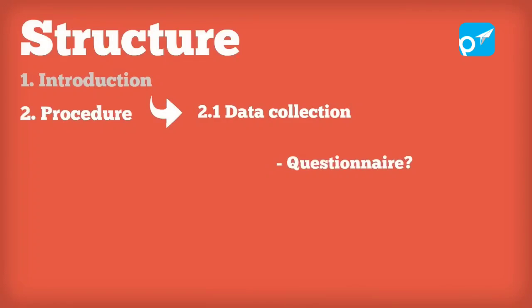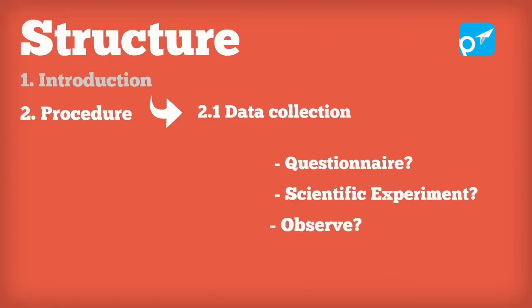Did we use a questionnaire? How did we find the respondents? What groups of people were targeted? How many people were surveyed? Did we, perhaps, perform some sort of scientific experiment? Or did we observe something as it happened in the real world? Whatever it is, this is the part of our report where we tell the reader exactly how the data was gathered.